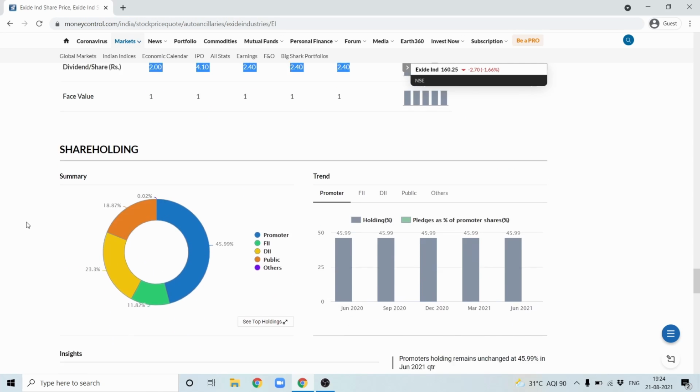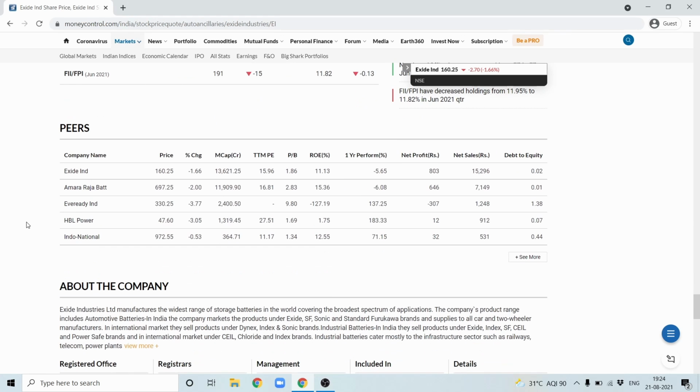The final thing what you need to see is the peers. This is Exide batteries, so it's a battery business. You can see how other competitors are playing, so that you can understand that okay, battery business is going good. This is how you will have to look into a balance sheet to identify what company to go for and which company to avoid.